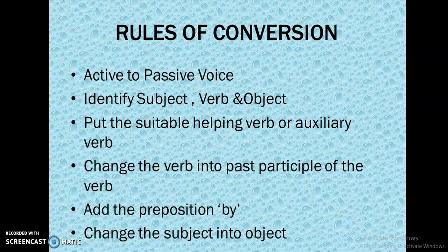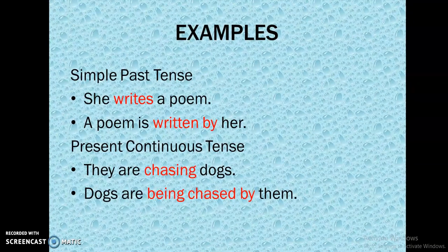First, you have to identify the subject, verb, object. Then put the suitable helping verb or auxiliary verb. Then change the verb into past participle of the verb. Add preposition by. Change the subject into object. Hope all of you are clear. See the examples for different tenses.